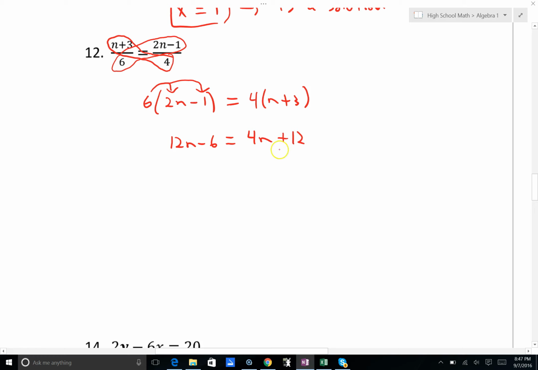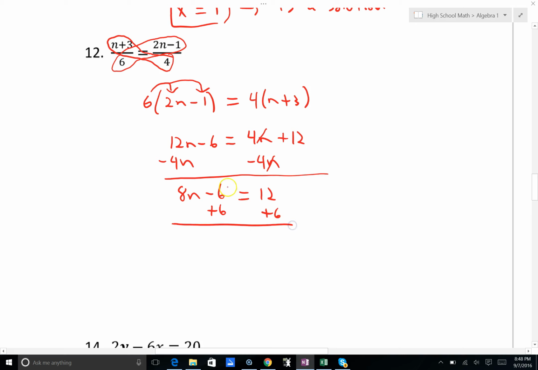Now we have an equation where we have variables on both sides. I'll eliminate one of my variables, in this case this positive 4n, by subtracting 4n. What we do to one side, we do to the other. 4n subtracts 4n to leave 12. 12n minus 4n is 8n. Minus 6 remains. Solving for n, I'll add 6 to both sides. Minus 6 plus 6 leaves 8n. 12 plus 6 is 18.